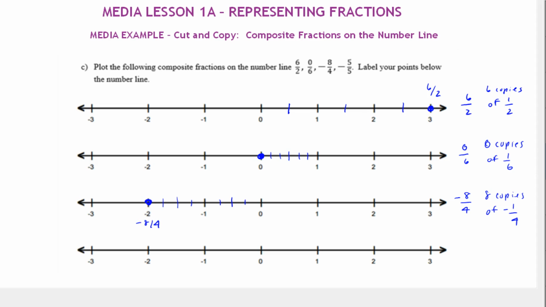And our last one, -5/5, would be 5 copies of -1/5. So we'll break 0 to -1 in 5 equal pieces, the best we can. And now each one of these segments is -1/5, -2/5, -3/5, -4/5, -5/5. So -5/5 is equivalent to -1.